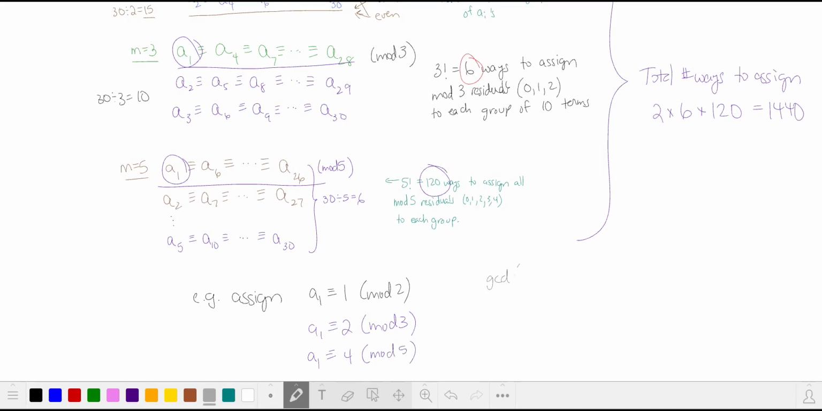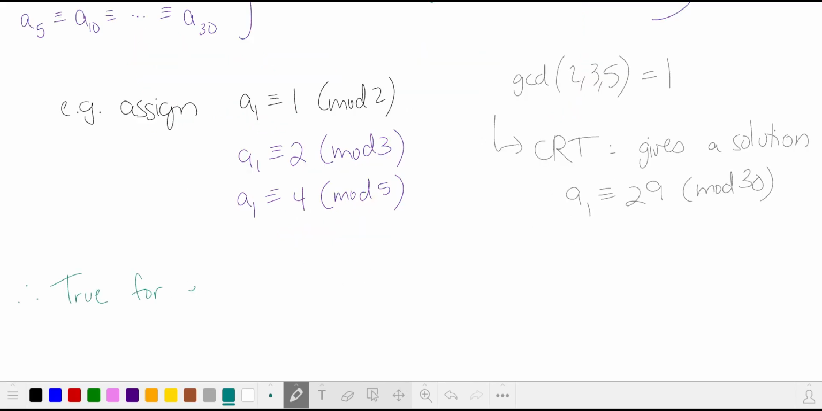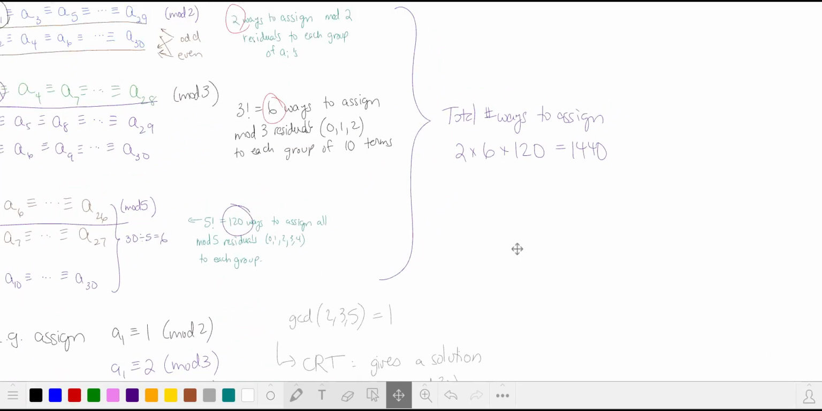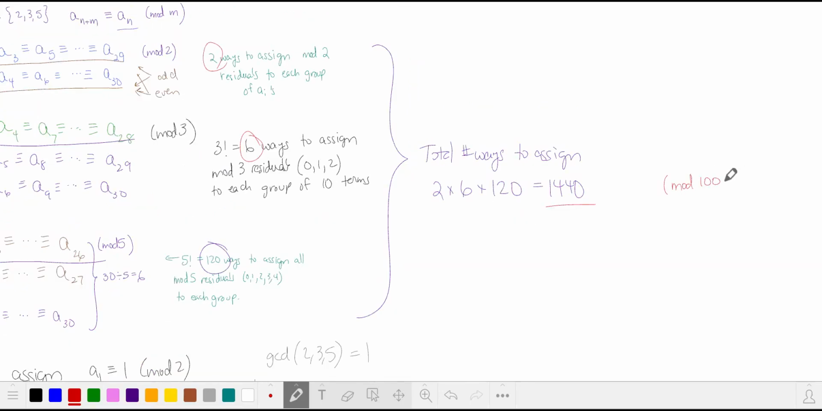We have that the GCD of 2, 3, and 5 is 1, so we can use the Chinese remainder theorem, which gives a solution for a sub 1. It turns out that's 29 in mod 30. This is going to be true for every a sub i in our sequence. We will have one solution for each one of our 1,440 ways to arrange these residuals among our groups of terms. So 1,440 is also the number of permutations of ways we can assign the numbers 1 through 30 to all of these terms, a sub 1 through a sub 30. And the remainder, when dividing by 1,000, is 440, and that's our answer.